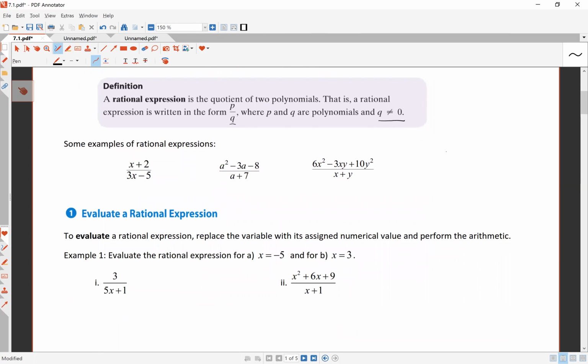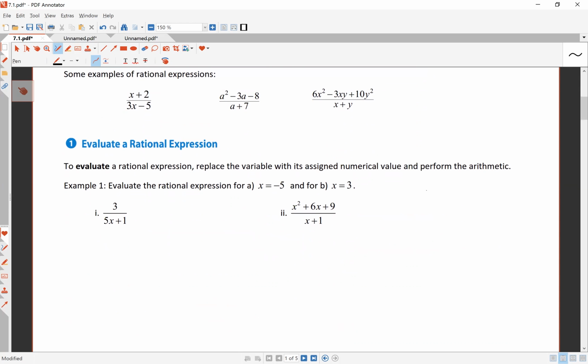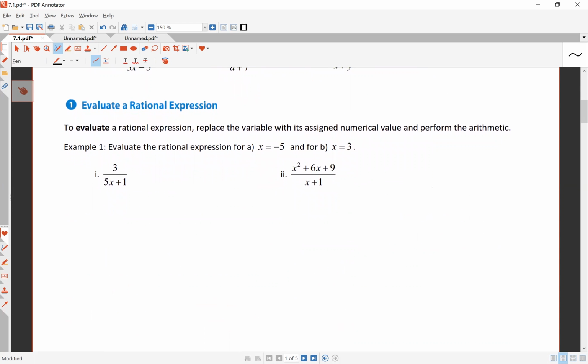So here are some examples of rational expressions, any ratio of two polynomials. So we can evaluate any of our rational expressions. For example, the first one, when evaluating when x equals -5, we would have 3 divided by 5 times -5 plus 1. That's 3 over -25 plus 1. And this time, the rational expression evaluates to 3 over -24. When we simplify that, we get -1/8.